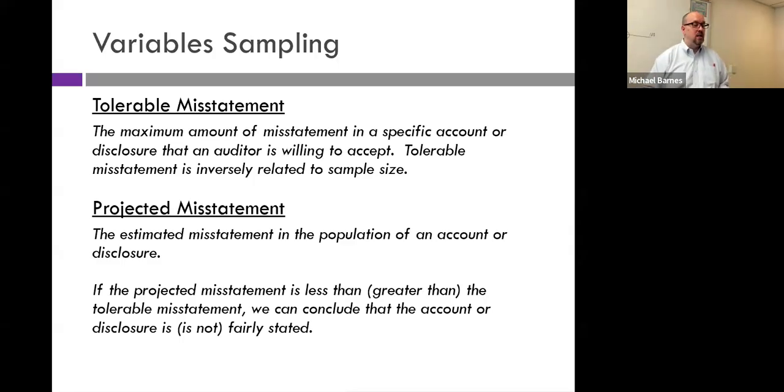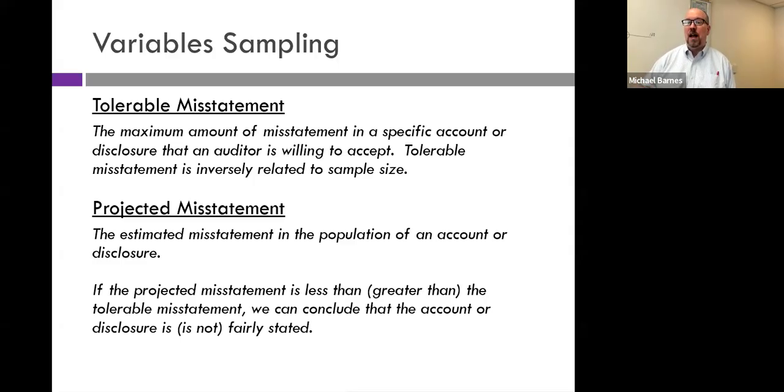And then we have something called projected misstatement. This is the estimated misstatement of the population of an account or disclosure. Now, how does this work? This is the really difficult part. Hopefully I'll have some time to go through this in IDEA. I may not get to it, but let's talk about it conceptually real quick. I test my accounts receivable, all right?